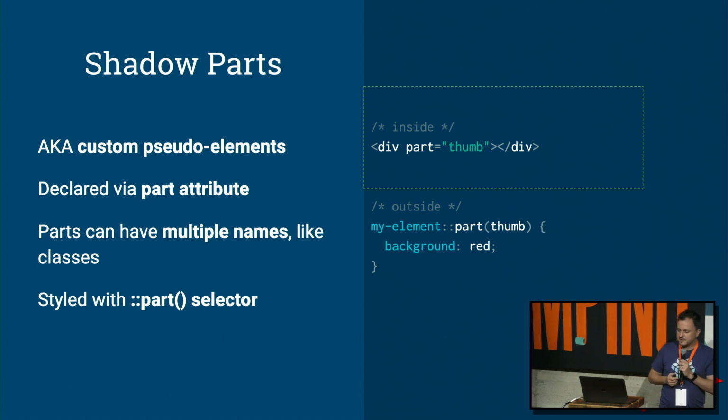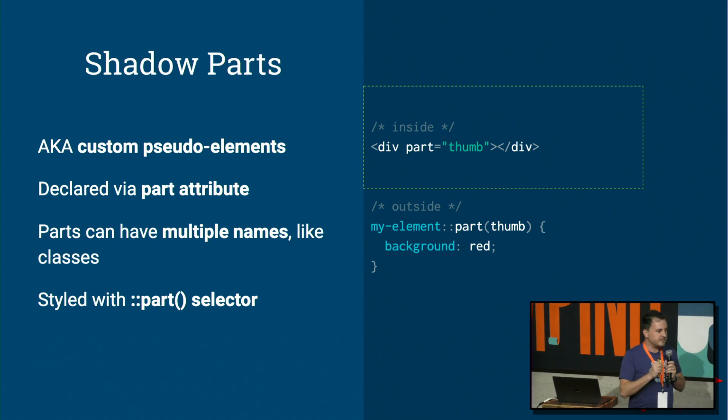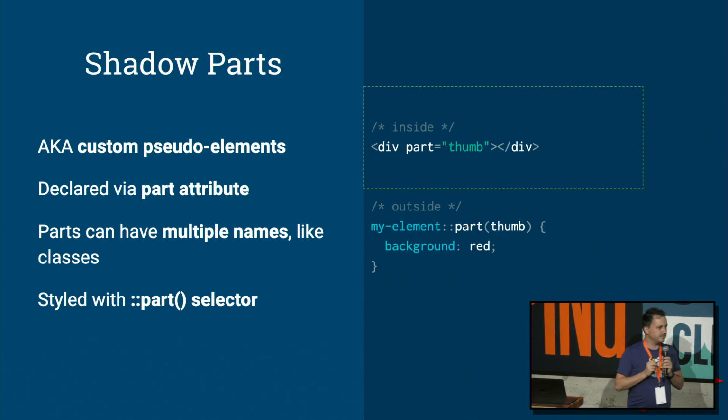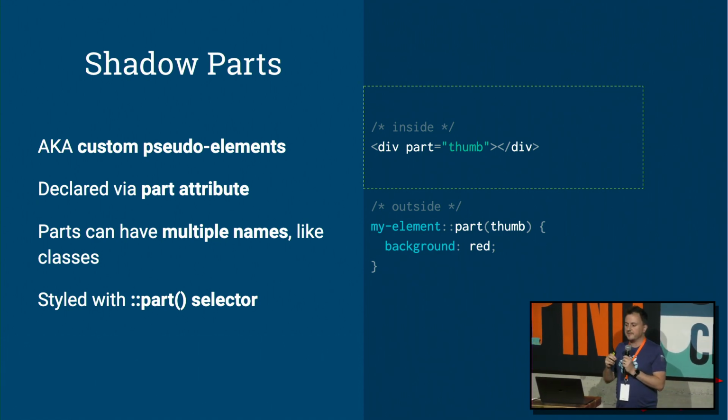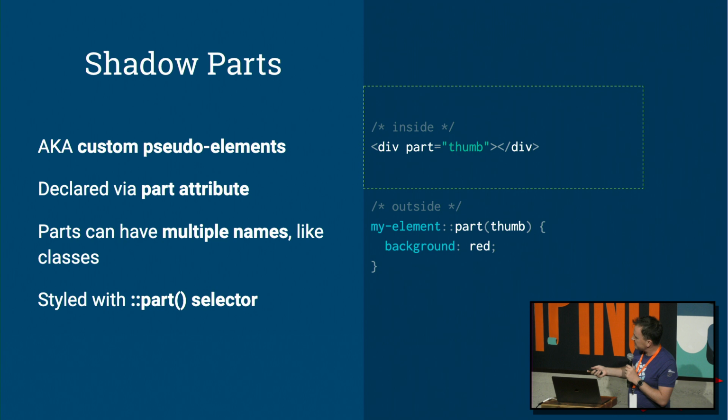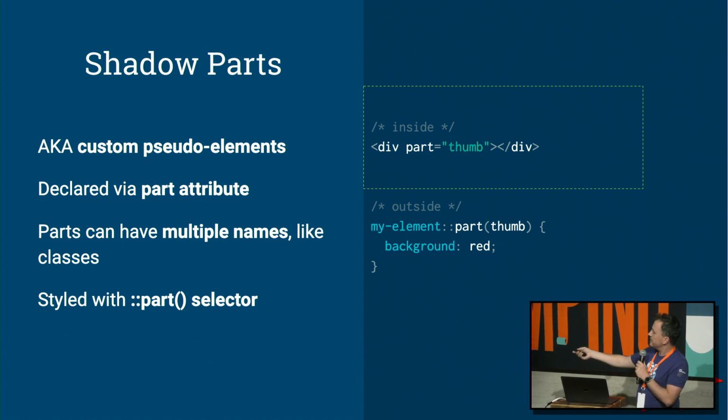So you do this with the part attribute. Inside of your shadow root, you put a part attribute on a component that you want to be stylable from the outside. So in this example, this might be a video player or an audio player. I'm going to call this div the thumb, and you just say part equals thumb. And that's all you need to do to make that accessible from the outside.